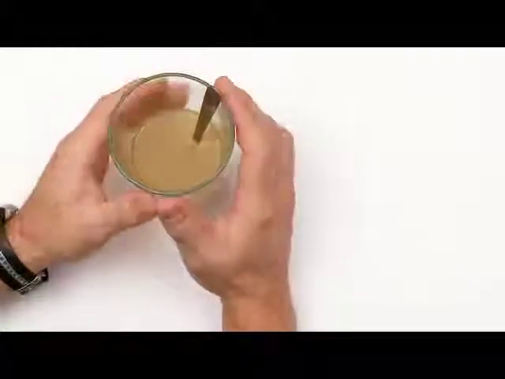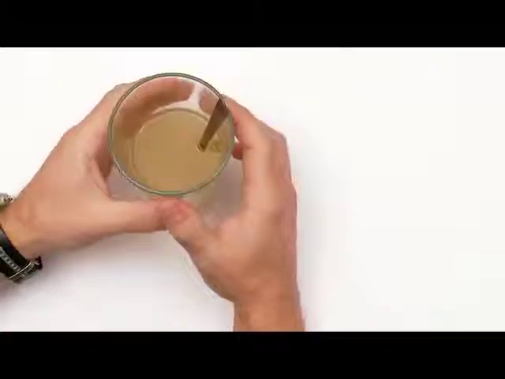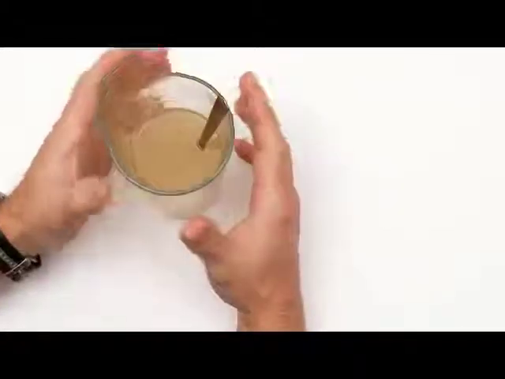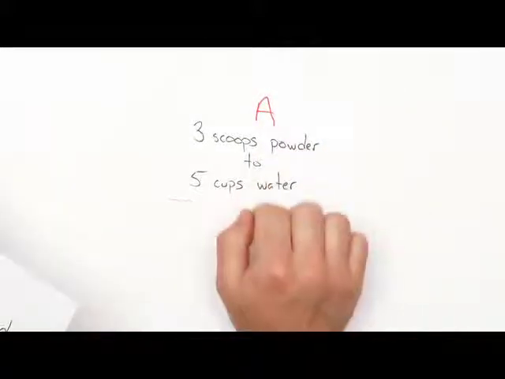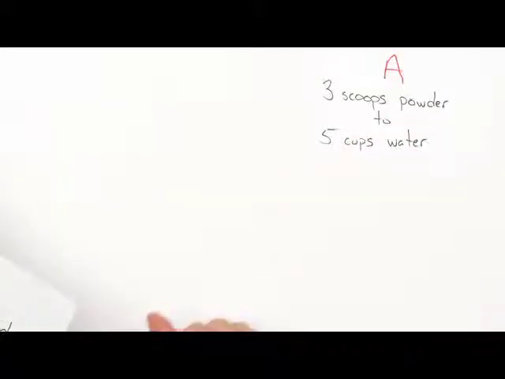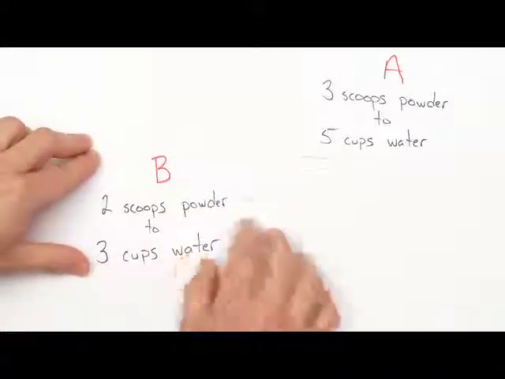Now that's pretty straightforward as long as I'm doubling or halving. But what happens when I want to compare two different ratios for the same drink? Let's look at this problem. Suppose I have two different recipes for iced tea. Recipe A calls for 3 scoops of powder to 5 cups of water. Recipe B calls for 2 scoops of powder to 3 cups of water.